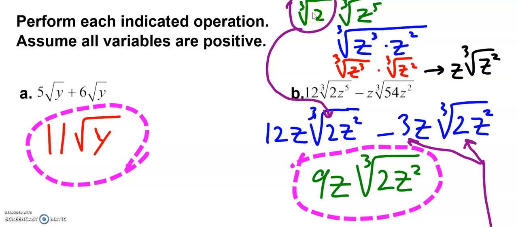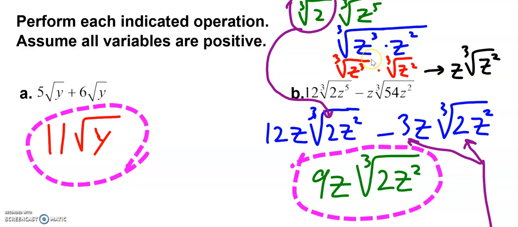So I know that's just going to stay there, so I'm just going to temporarily ignore it. But I'm going to focus on the cube root of z to the fifth. Well, in order to break this down, I need z cubed, since this is a cube root, right? So if this is the cube root of z to the fifth, I can think of this, using properties of exponents, as the cube root of z cubed times z squared.